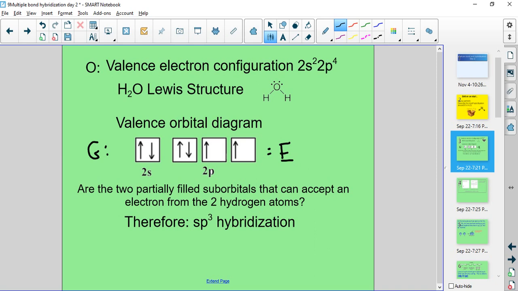because we have one s orbital, and because we have three p orbitals, it'll look like this: sp3. The 3 again corresponds to the number of p suborbitals, and the s to the number of s suborbitals, and we have an sp3 hybridization around oxygen. All right, so that's just reviewing hybridization around an oxygen atom in a water molecule.